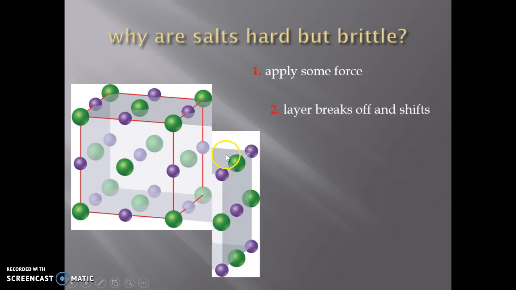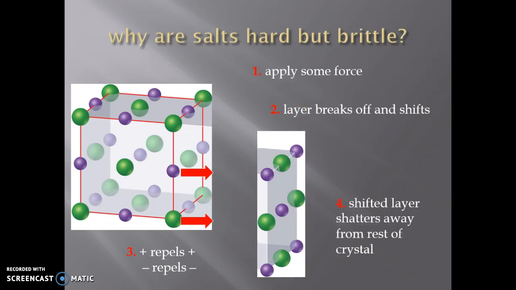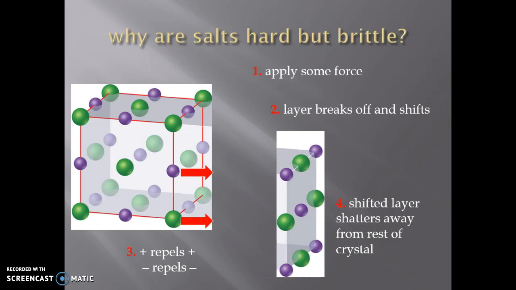It's going to cause part of the crystal to shift. So now look what we have here. We have a layer where the negative and the negative are adjacent to each other, the positive and the positive are adjacent to each other, instead of the opposite. And what's going to happen? You're going to have repulsion. So the second you shift that crystal structure, you have the shattering of one part from the other because of that repulsion. So that's why they're hard. But if you apply a force just right and get that crystal to shift, you can get it to shatter.